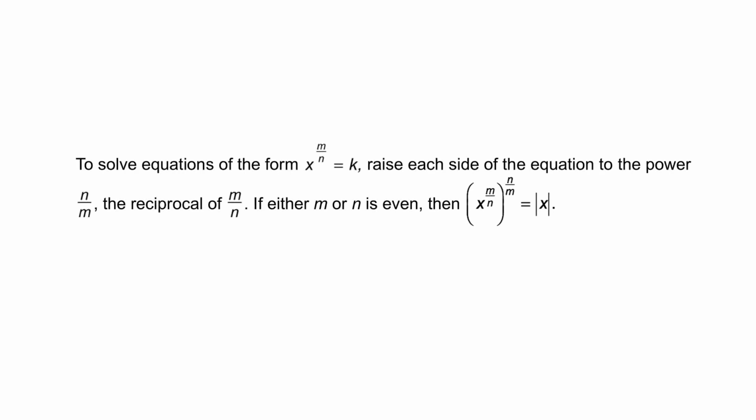To solve equations of the form x to the m over n power equals k, raise each side of the equation to the power n over m, the reciprocal of m over n. If either m or n is even, then x to the m over n power raised to the n over m power equals the absolute value of x.